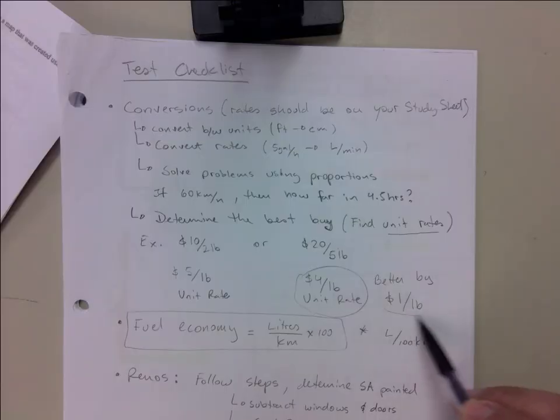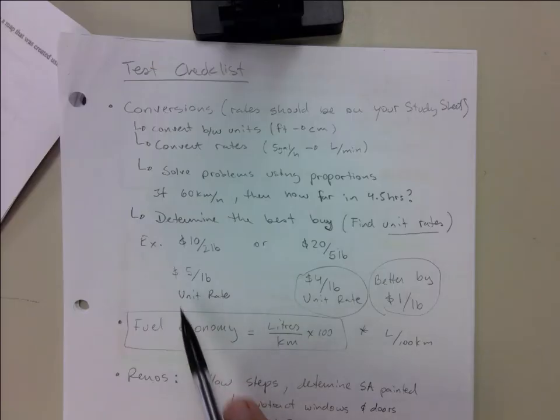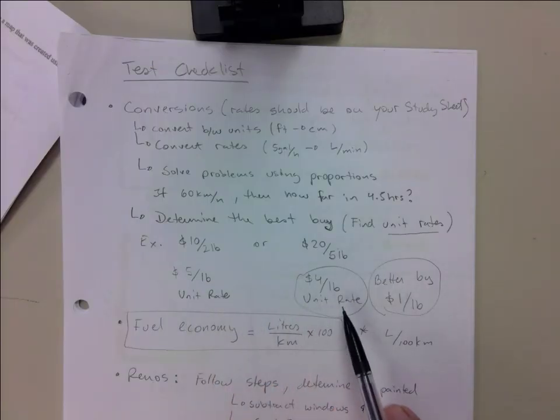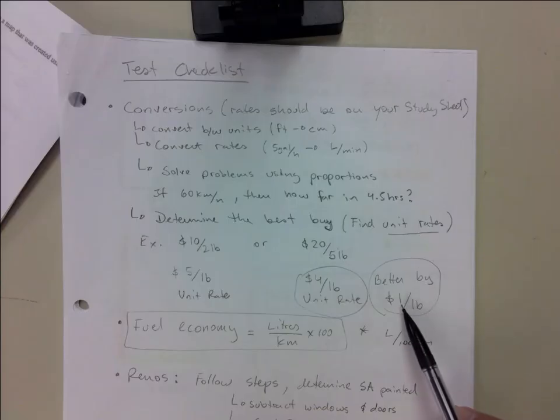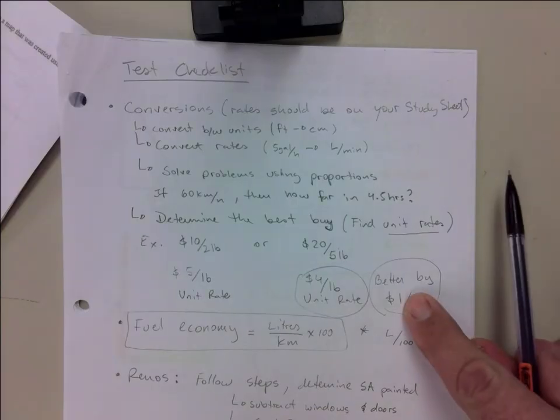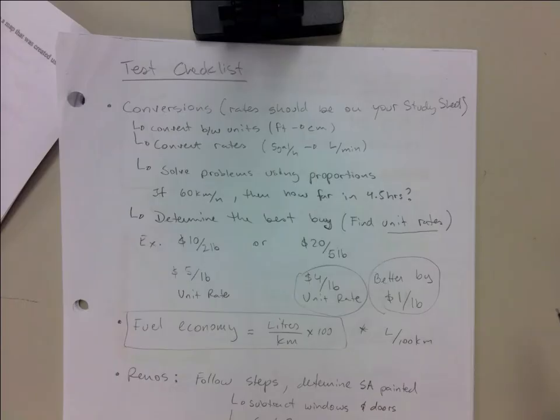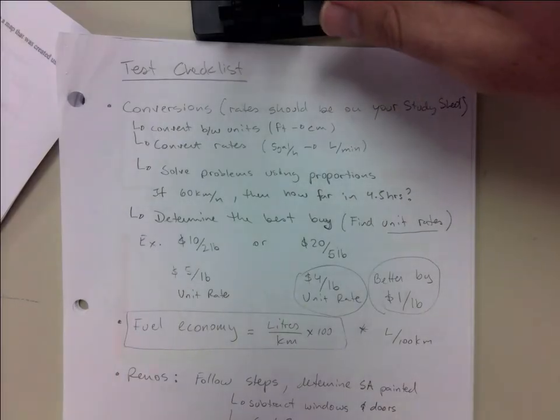And also by how much. So if you have $5 per pound, $4 per pound, obviously $4 per pound is better as a buyer. And then you would say better buy $1 per pound. So don't just say $1. Make sure you say $1 per pound if it needs to happen, okay?